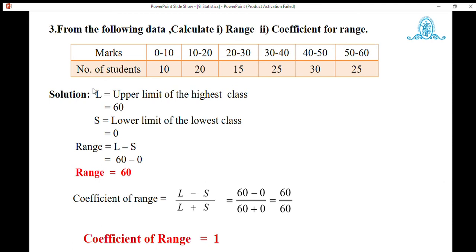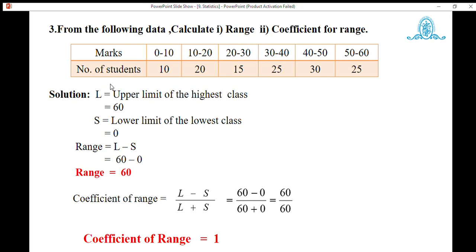Let us first identify the values of L and S. For group data, first identify whether your class intervals are continuous or not. Are they continuous here? Yes. The upper limit of your first class and the lower limit of the next class are the same: 10, 10, here again 20, 20, 30, 30. So the given table is with continuous class intervals. Immediately we can identify L and S values here.